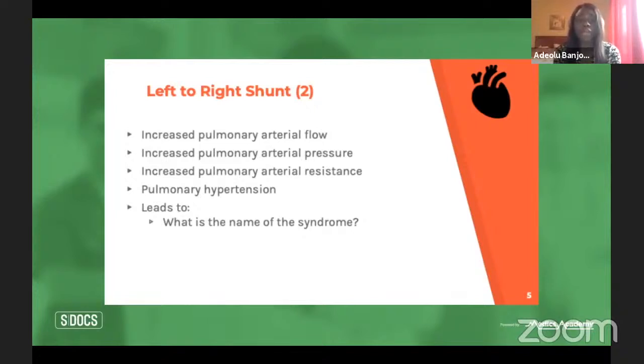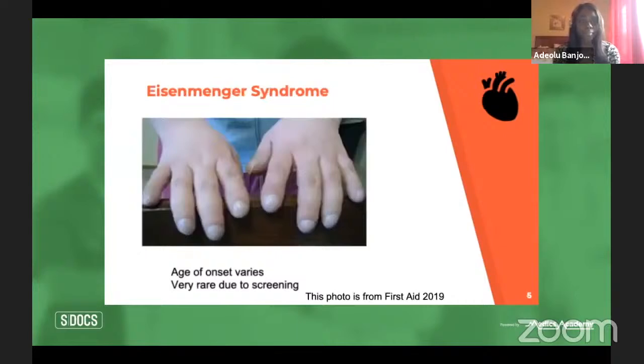You start to get increased pressure in the pulmonary artery, and this results in increased resistance in the pulmonary artery because the pulmonary vasculature will basically change its normal anatomy in response to this increased flow. All of these 3 things end up causing pulmonary hypertension, and this leads to a syndrome called Eisenmenger syndrome. So Eisenmenger syndrome can present with late cyanosis.